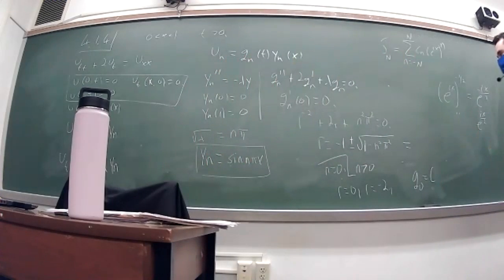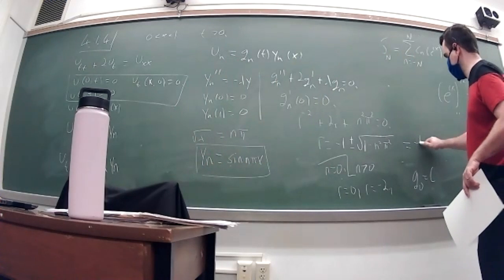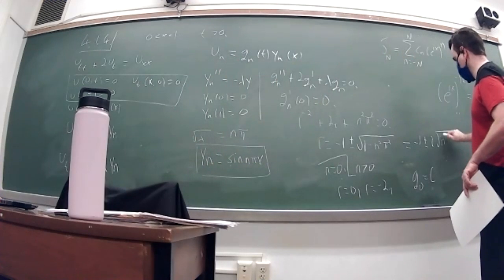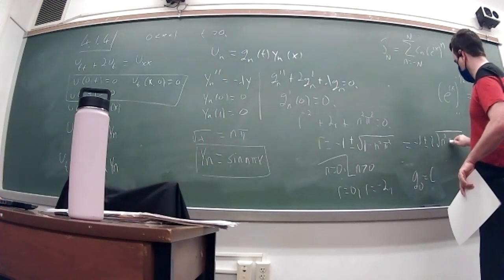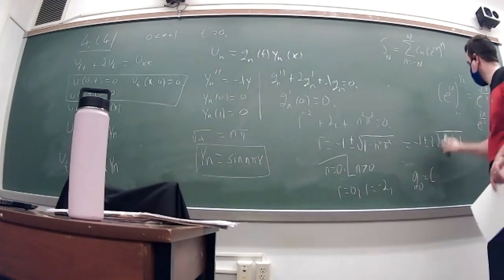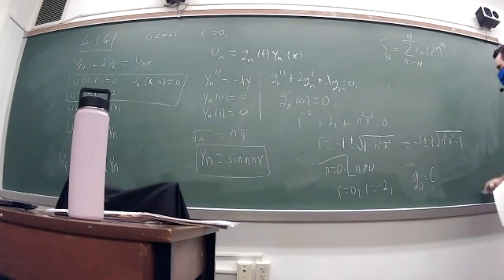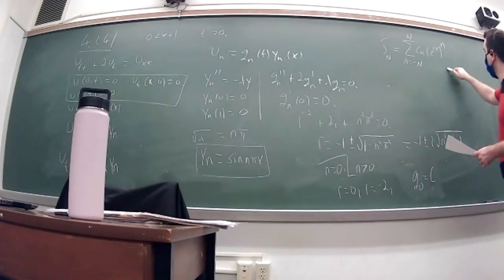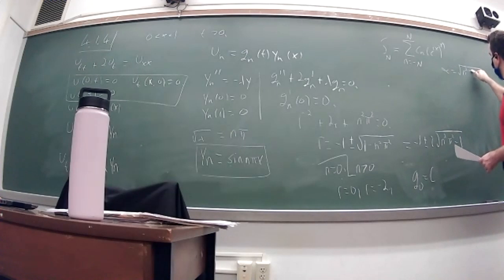Okay, so now you've handled n equals 0, so you rewrite this as minus 1 plus or minus i times square root of n squared pi squared minus 1. Right, so now this number is positive, and you just factored out the root of minus 1. And I would like to write alpha for square root of n squared pi squared minus 1. And so now I'm getting minus 1 plus or minus i alpha.